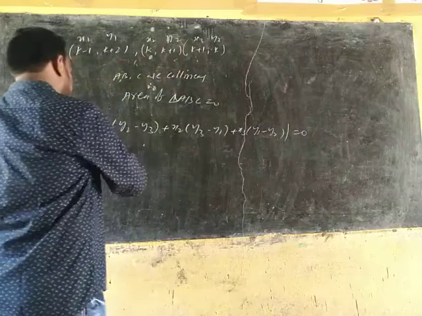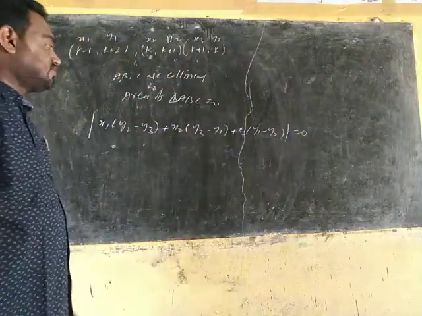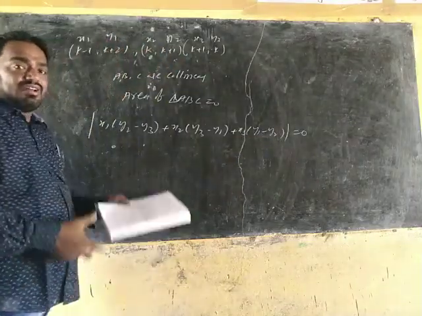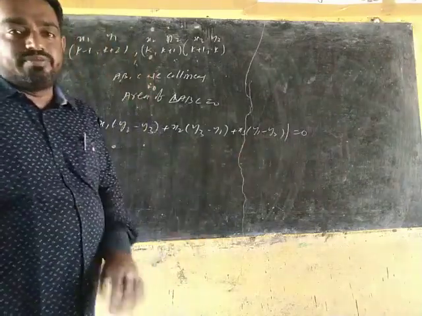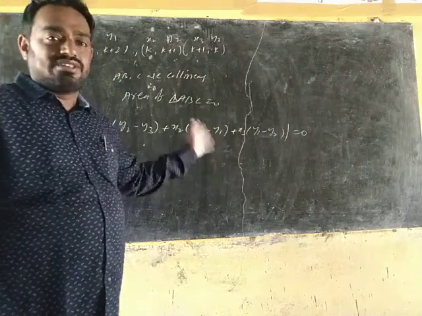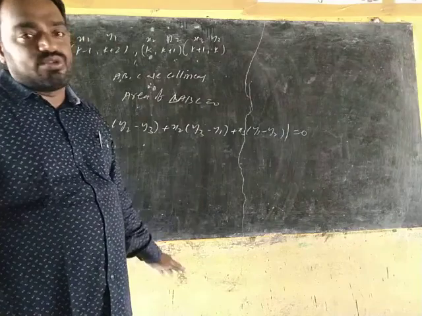Taking 1/2 to the right side, 0 into 2 is 0. Just substitute all the points and simplify. All the terms cancel, and we get 0 equals 0. That means this does not depend on the k value, so for any value of k it is true. So statement 1 is true.